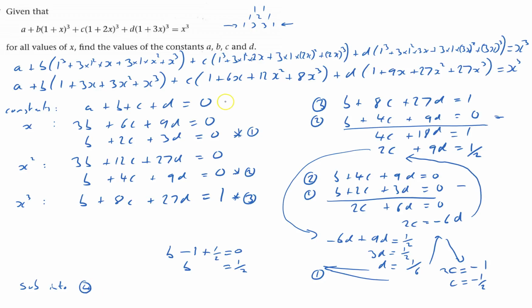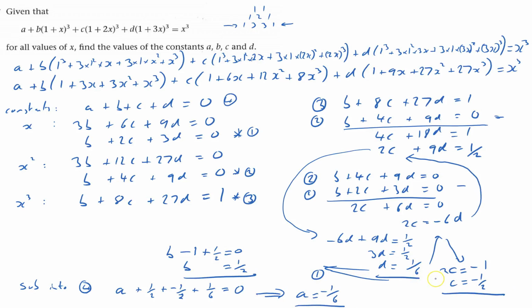equation 4, which I'm going to make be this one here, which is a plus a half plus c, which is minus a half, plus d, which is a 6th, and that equals 0. So that implies that a equals negative 6th. So I've got a, b, c, and d. I'll underline them. A, b, c, and d, and I have found the constants, and that's done.